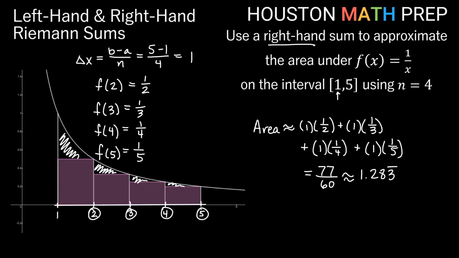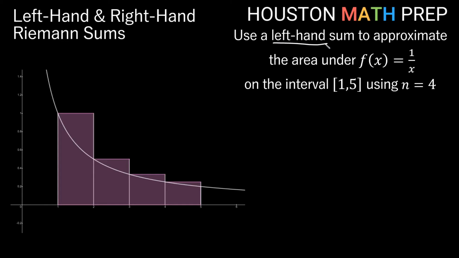Let's go ahead and do a similar thing with the left-hand sum. We're going to approximate the area under the same function, the same interval, the same number of rectangles. So if I didn't have this picture here, I would just draw a number line on my paper maybe and not actually on the graph.